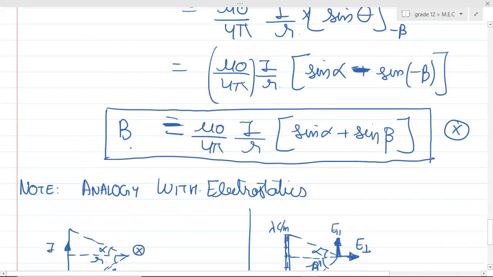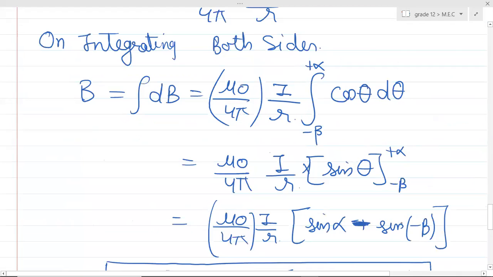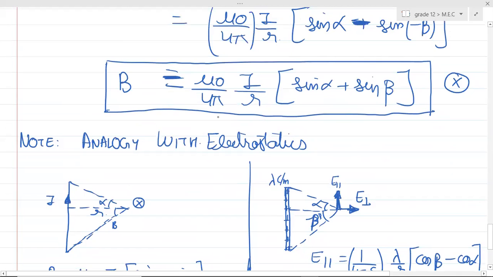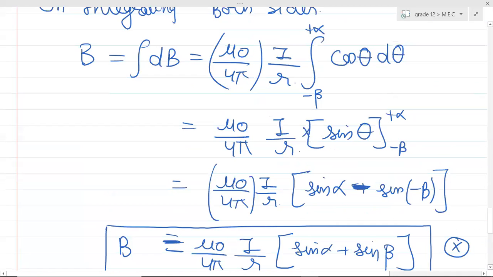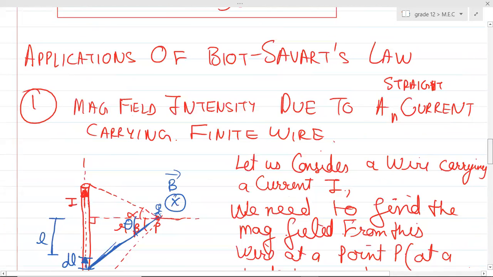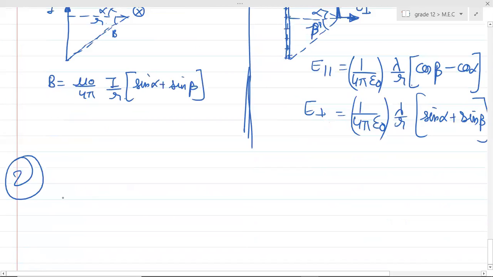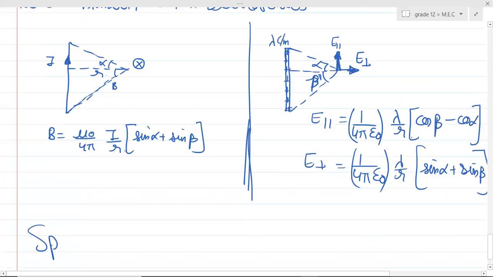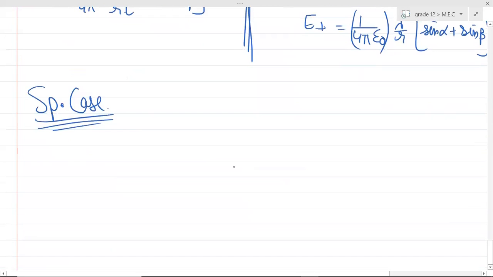So this was for the finite wire. And how will you give the direction, using the SSS rule or the right hand thumb rule? It's up to you. Whichever you feel comfortable with is important. Now, the finite wire is done. So if I do special cases, number 1, for an infinitely long current carrying wire.